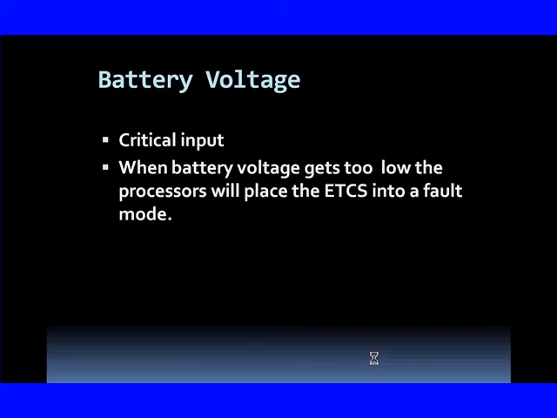Now, battery voltage is something we don't think of as being critical, but remember, we're moving the throttle with voltage now, not a cable. So it becomes a critical input. When battery voltage goes too low, the processor will place the ETC into a fault mode. Now you think, oh, that's so simple. Well, yes, it is simple.